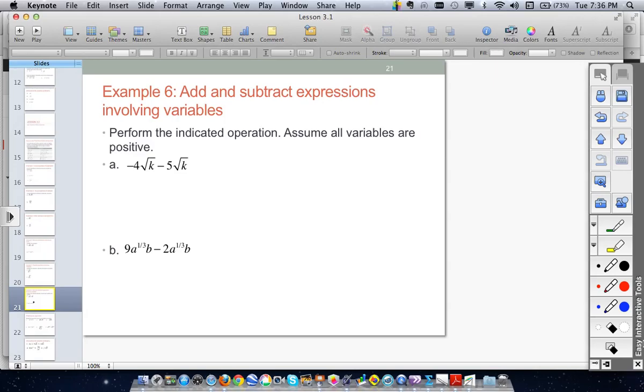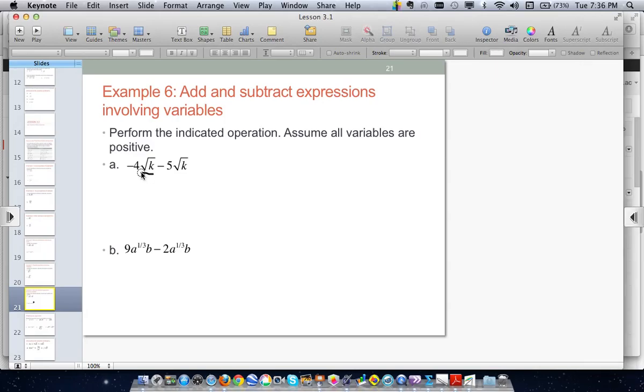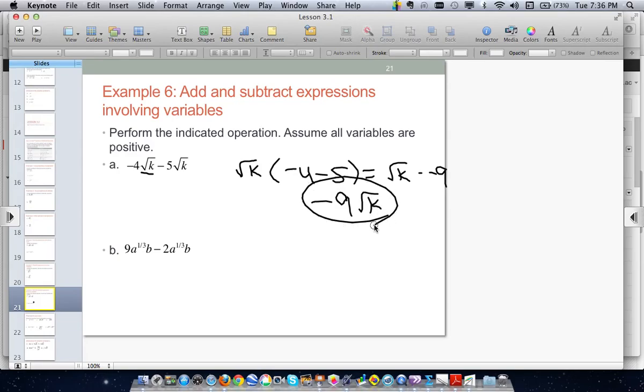So here we have the same root. We have the square root of k minus something times the square root of k. So let's take out the square root of k, and we can simplify 4 minus 5, which would give us the square root of k times -9. But remember, when we rewrite this, we always want to put the radical last. So -9 times the square root of k. Easy enough.